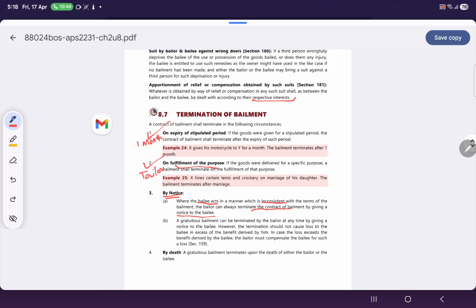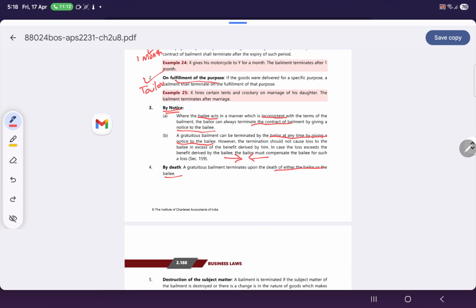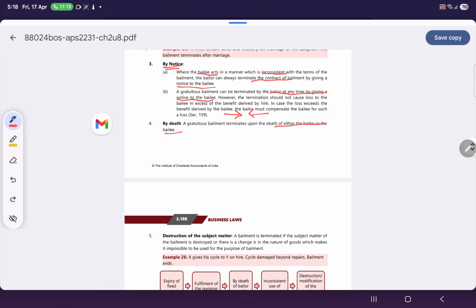In a gratuitous bailment, the bailor can get back the goods at any time by giving a notice to the bailee. However, termination should not cause any loss to the bailee in excess of the benefit derived. If there is a loss, then it is the duty of the bailor to indemnify the loss and it's the right of the bailee to get that loss indemnified. By death, a gratuitous bailment terminates upon the death of either bailor or the bailee. So by death also, gratuitous bailment terminates.